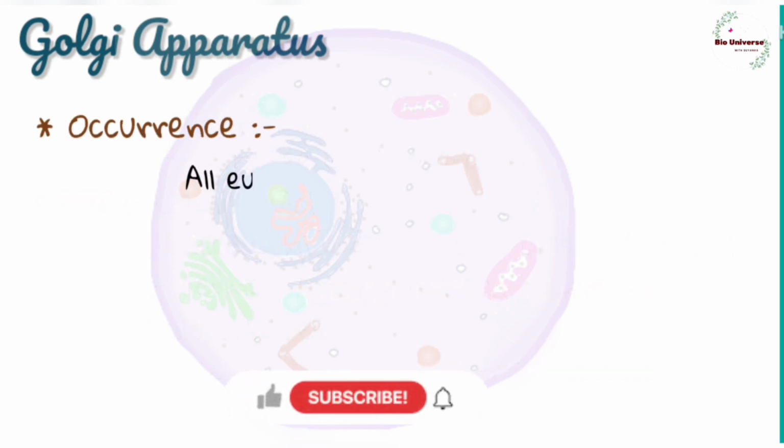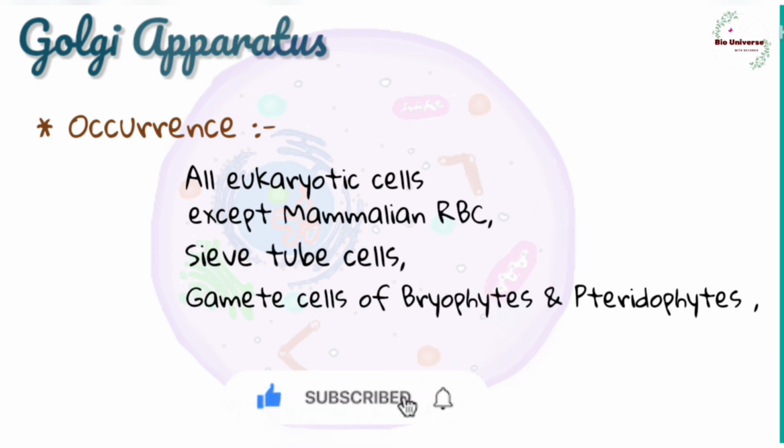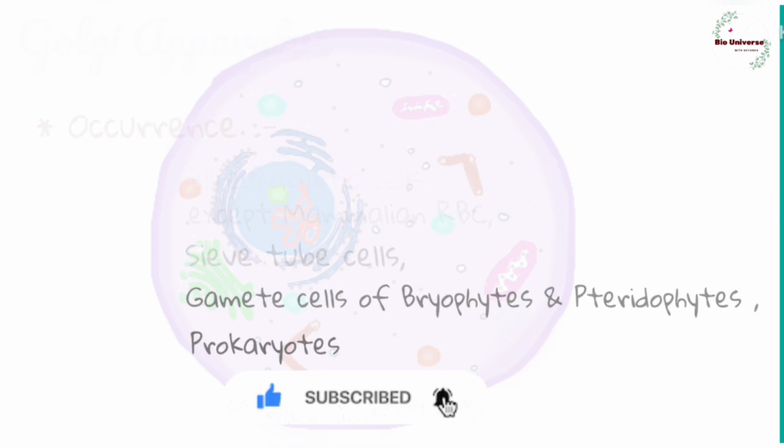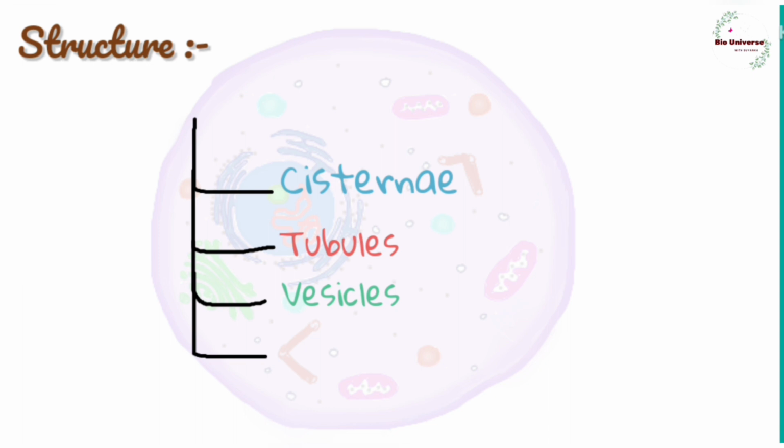Occurrence. It is found in all eukaryotic cells except mammalian RBC, sieve tube elements, gamete cells of bryophytes and pteridophytes, and prokaryotes. Structure of Golgi apparatus. A compact Golgi apparatus possesses 4 types of components: cisternae, tubules, vesicles and Golgi vacuoles.